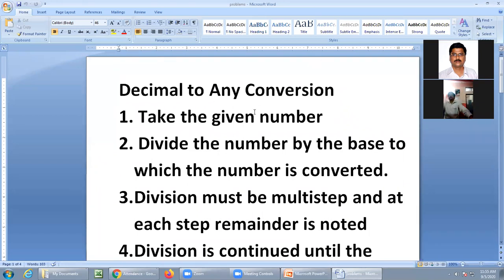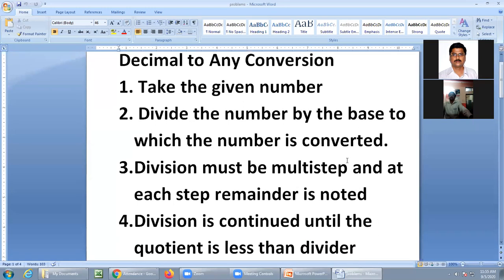So decimal to any base conversion: divide the given number by the base. Now for hexadecimal, the base should be 16.